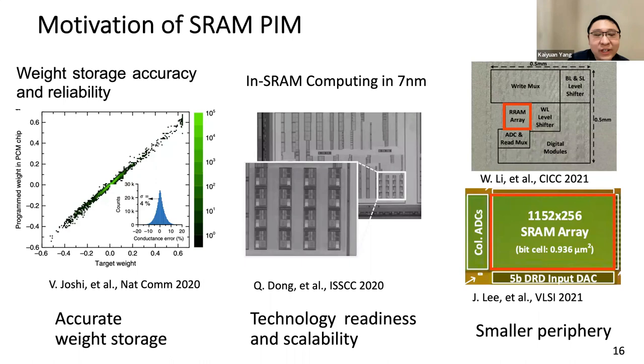First, SRAM is doing a digital storage of the weights, so it's very stable as long as the power is not shut down. And also you can accurately store your weight. Compared to some results of emerging memories where you have variations of your weight storage, you have fluctuations of the actual weight. With SRAM, you get rid of all those problems. You can just enjoy a very reliable storage of your weights.